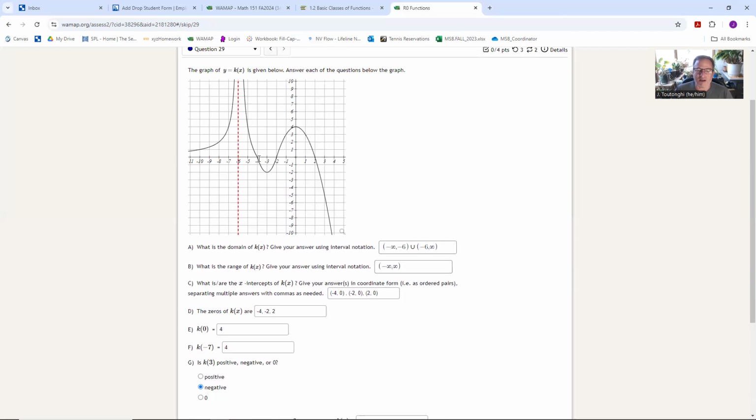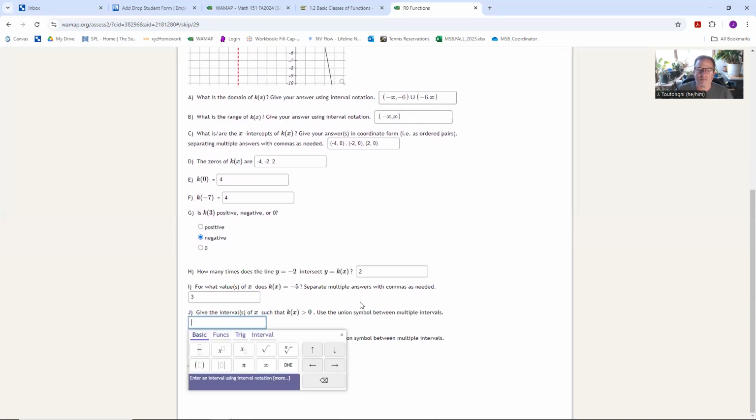But I want it to be strictly positive, so I don't want to include the -4. Same thing here, it starts getting positive again at 2, but I don't want to include 2 because that's where it equals 0. And then it's positive over here from -2 up until we get to 2. So it looks like it's 3 intervals.